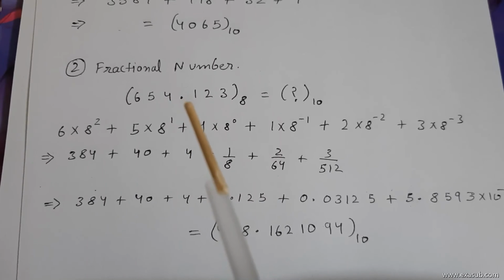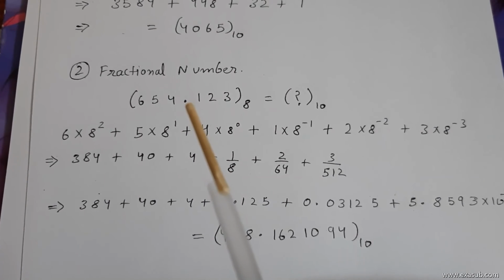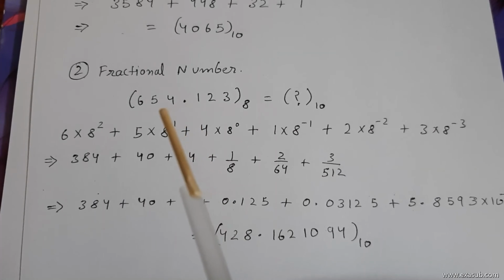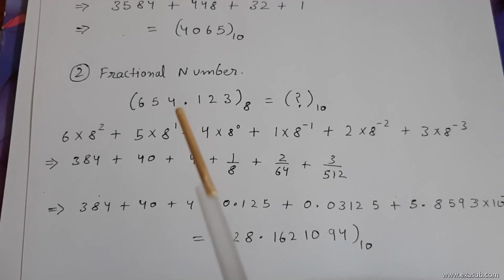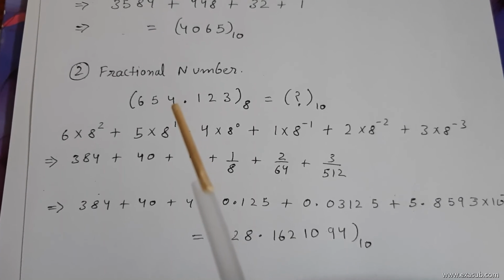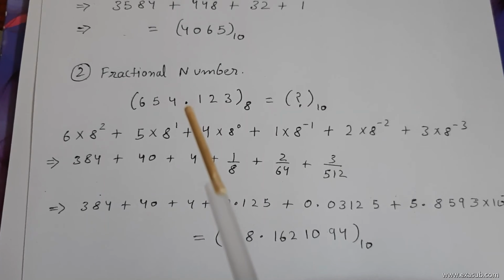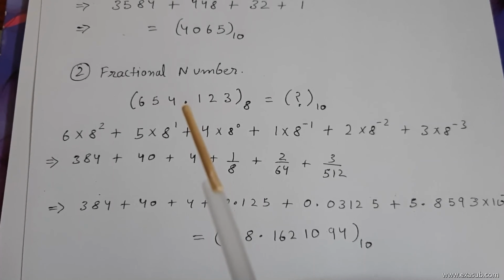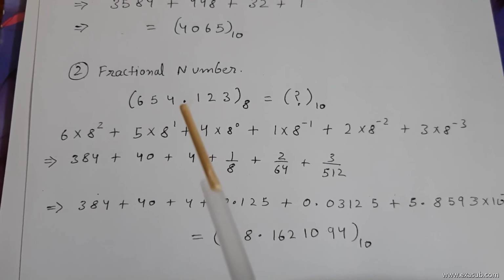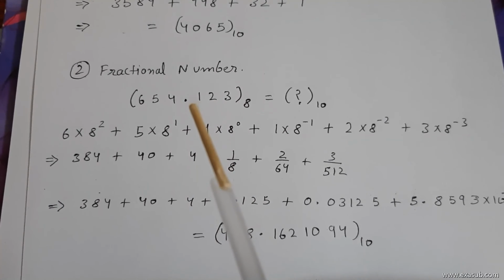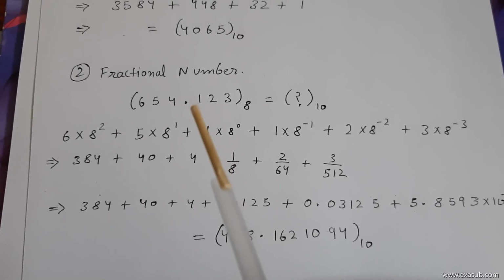If you observe closely, you will see that to the left of the decimal point, the positional value increments starting from 0, and towards the right of the decimal point, the positional value decrements starting from -1.